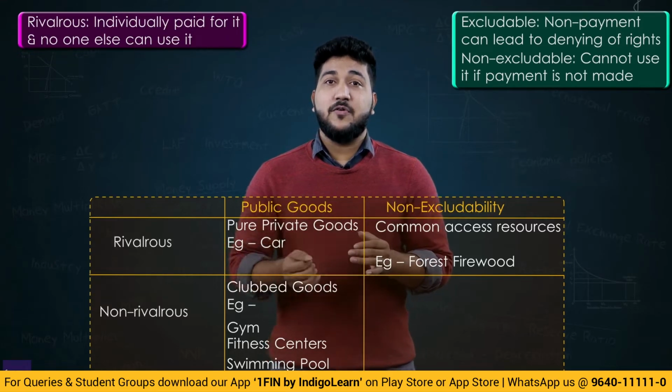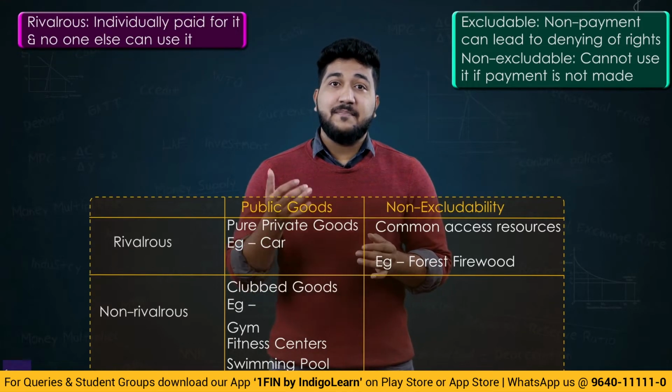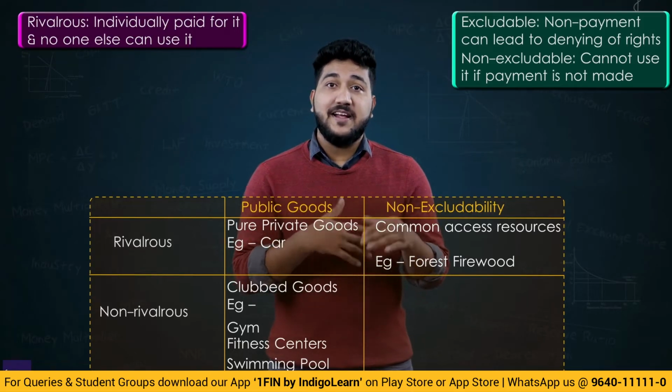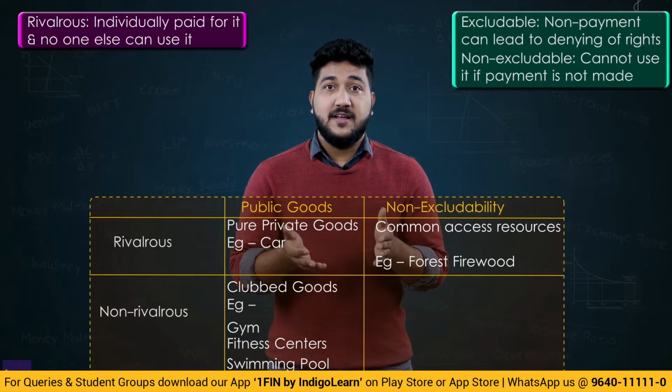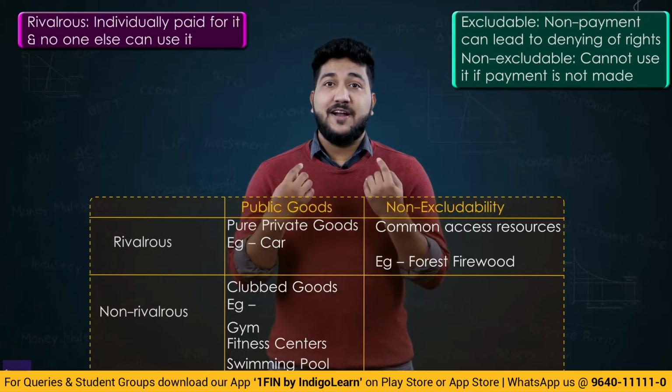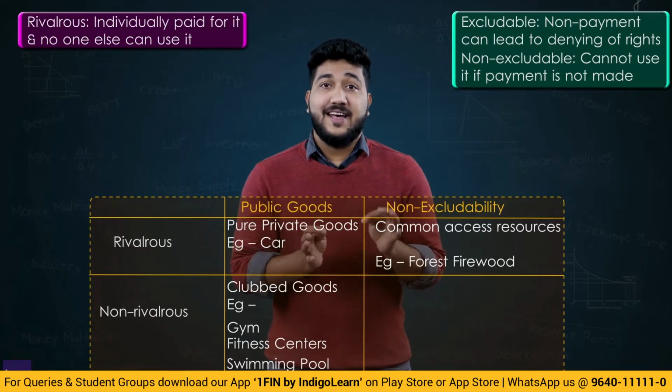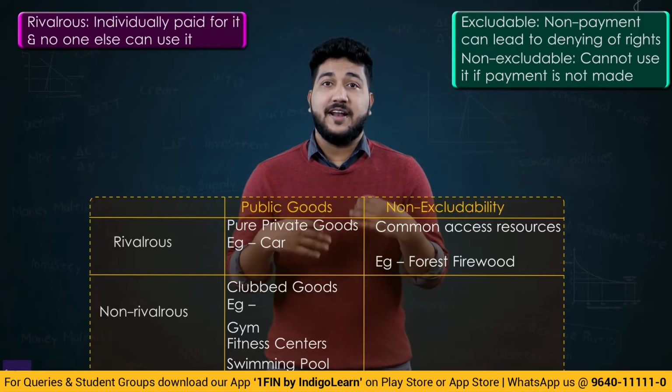The same thing goes with fitness centers, the same thing goes with a gym. The same equipment that you are using in the gym, somebody else will also use. Yes or no? Correct? But if you have not paid for the gym membership, can you enter the gym? The answer is no. So they are excludable yet non-rivalrous.